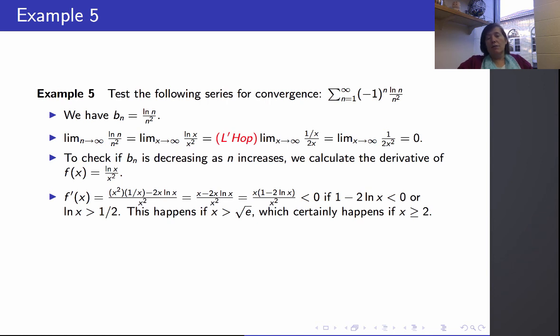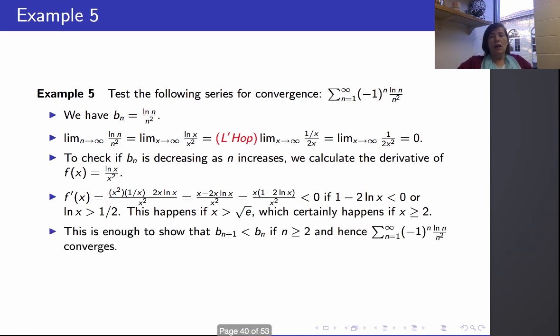This function f(x) is decreasing, and therefore the b_n's are decreasing because b_n is f(n). So since the b_n's are decreasing as n increases, the second condition of our alternating series test is satisfied, and we can conclude that this alternating series converges.